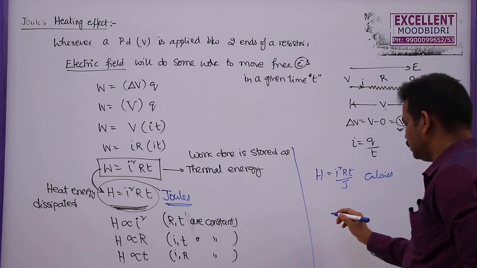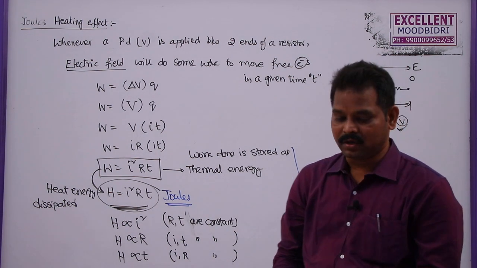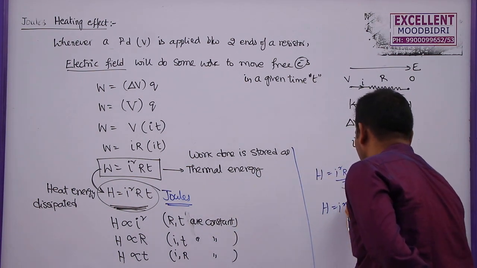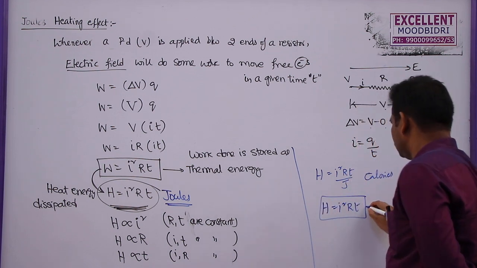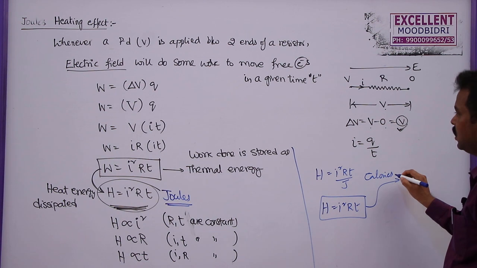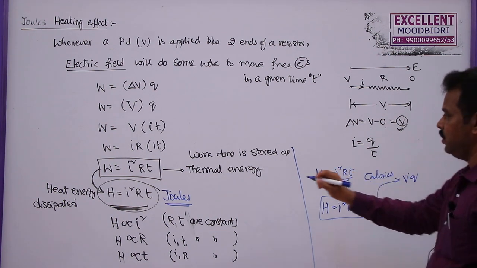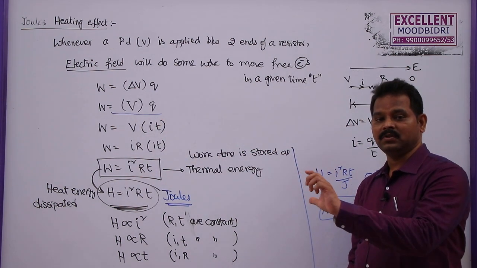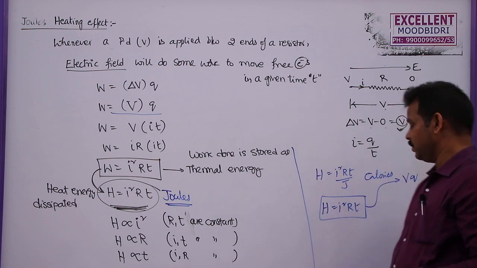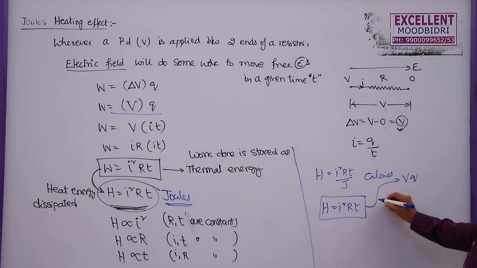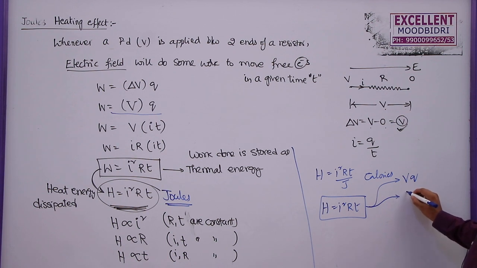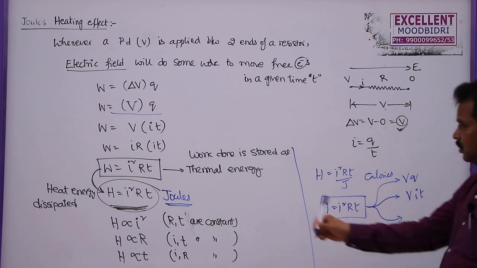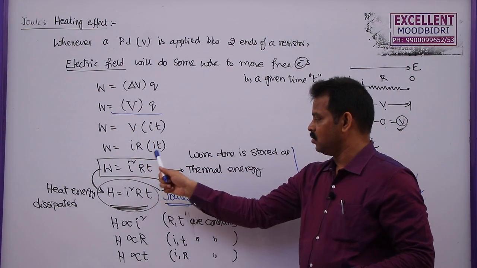Now, the same expression H is equal to I squared Rt can also be written in other forms. So some more equations. Here this is equal to VQ, because work done is equal to heat energy. In some problems they may give the potential difference across the two ends of the resistor and the amount of charge flowing. So H is equal to I squared Rt is equal to VQ is equal to VIt. VIt can be written as IR into It, then you will get I squared Rt.